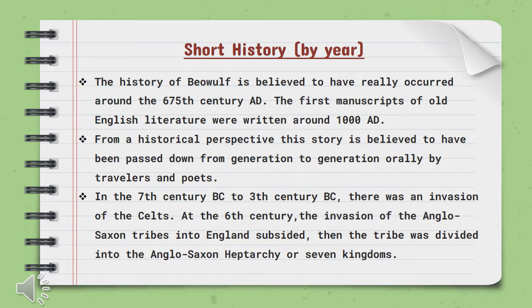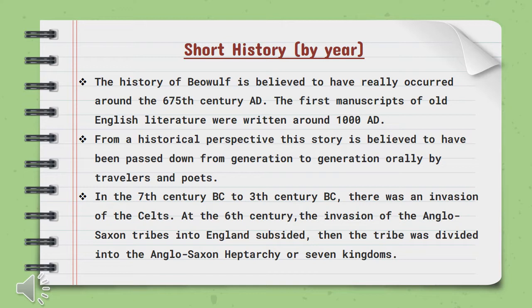Short history by year. The history of Beowulf is believed to have really occurred around the 600s, the 7th century AD. The first manuscript of Old English literature was written around 1080 AD. From a historical perspective, this story is believed to have been passed down from generation to generation orally by travelers and poets.